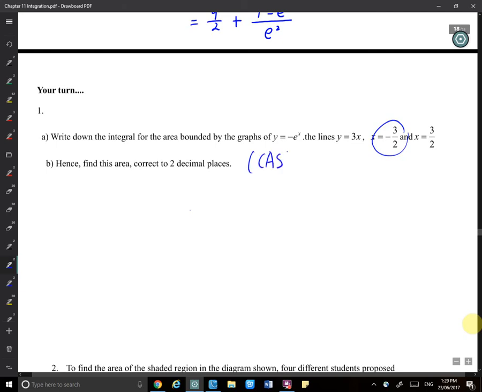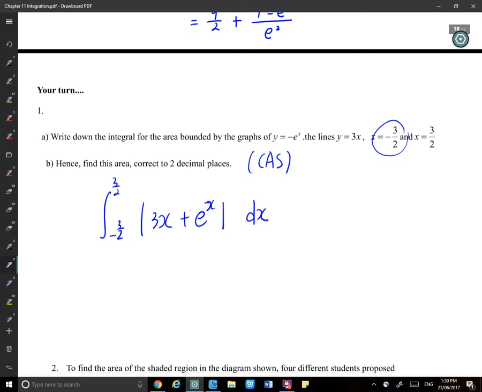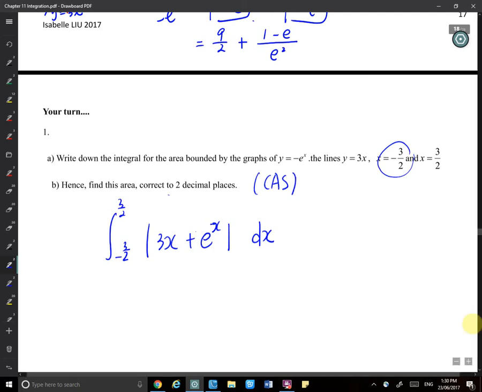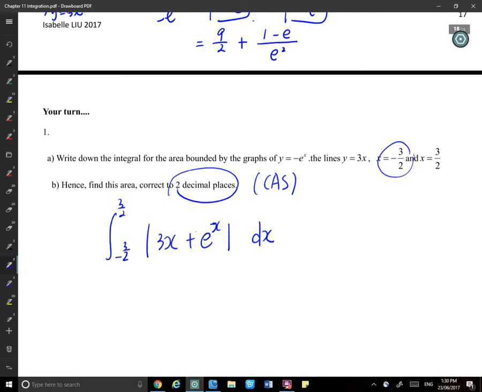So if it's CAS active, what we need to do is just negative 3 over 2 to 3 over 2, absolute sign, 3x plus e to the power of x, absolute, dx. Directly put that into the calculator and work that out. Even though it's exactly the same, if you do the hand approach, you need to find the intersection first. But it's hard to find the intersection. You can't really solve for that by hand. So it's a CAS question, and it also states correct to 2 decimal places. Directly put that into the calculator and the calculator will give you the correct value. You don't need to worry about who is on top, who is bottom.